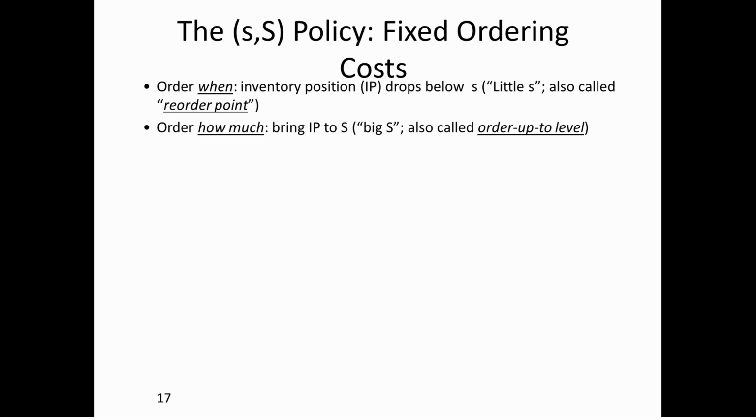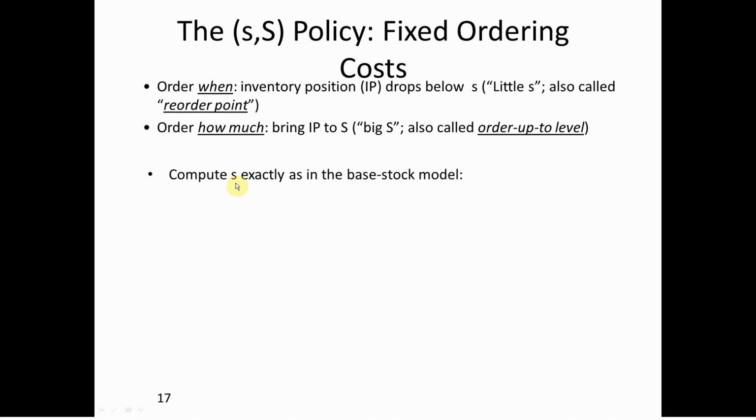So usually, for the little s, big S policy, we make an order when our IP drops below the base stock, or the reorder point. And how much we should order: we're going to bring our inventory position up to big S. We want to bring it up not to the base stock level, but to big S, because that's going to be the more economically optimal position to have if there are ordering costs and holding costs.